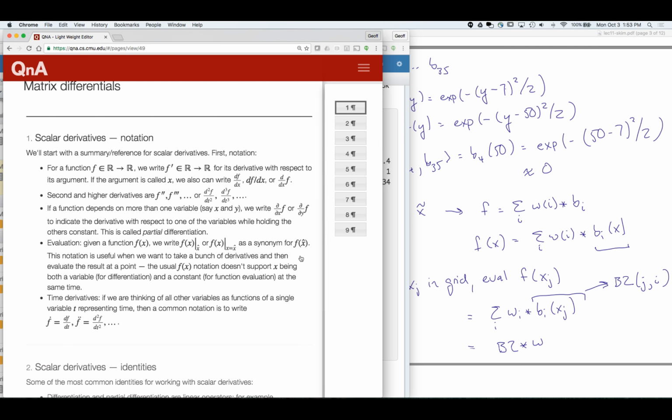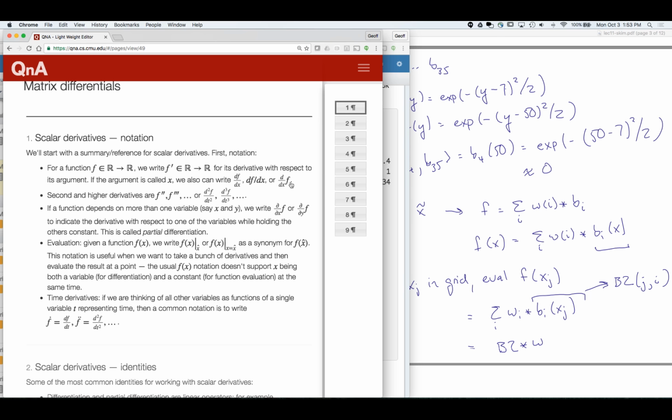All right. So we have a scalar function f, which maps a real argument to a real value. We're going to write f prime for its derivative. If the argument is called x, we can also write df dx or d by dx of f. And the derivative represents the slope of the function.